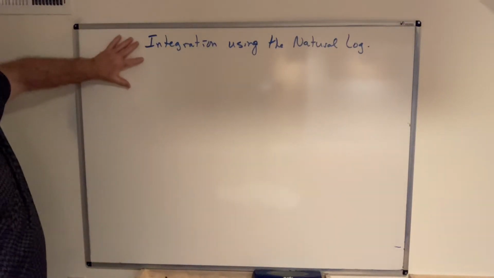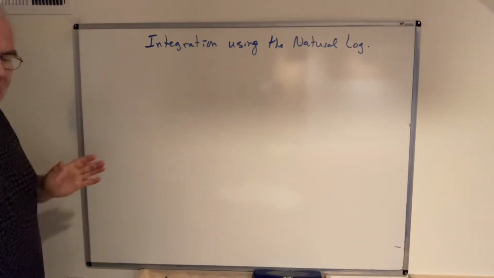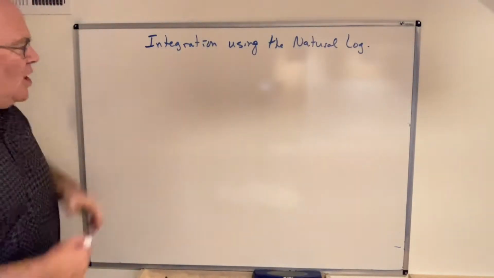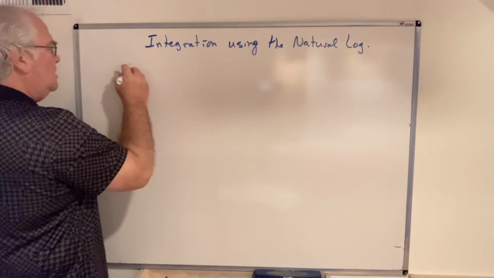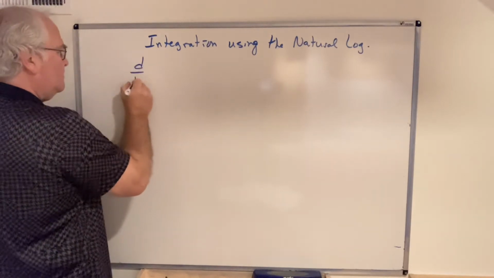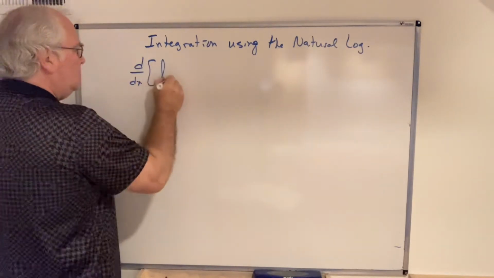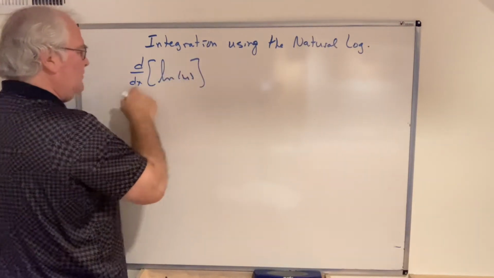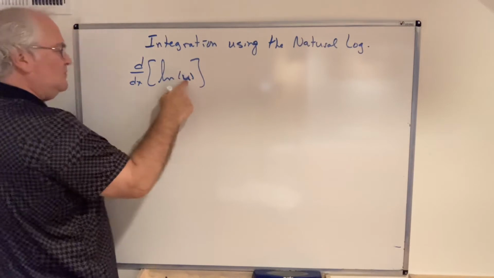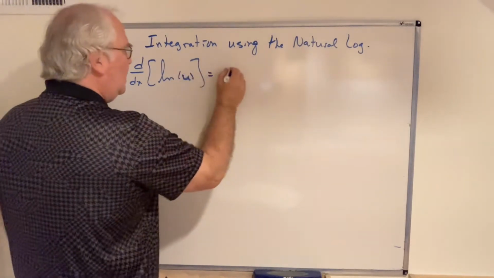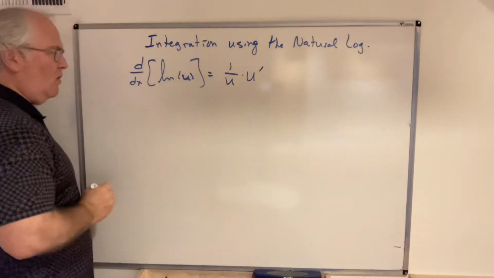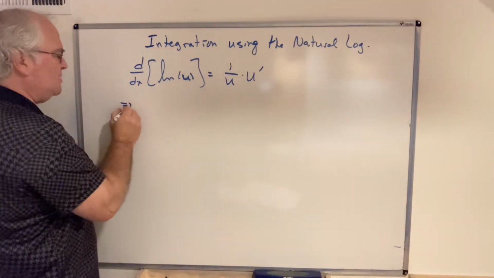So here we're going to talk about integration using the natural logarithm. Now, we need to recall that we know that the derivative with respect to x of natural log of some quantity is 1 over that quantity times the derivative of that quantity. And so let's do some specific cases.